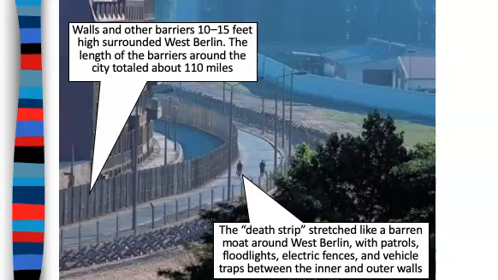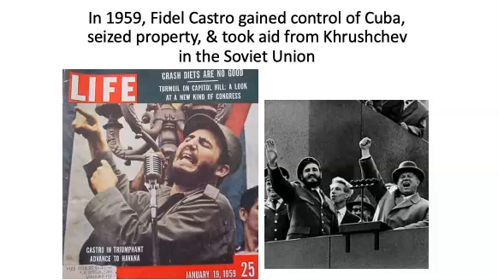Now, not only did JFK have to deal with what was happening in Europe, but his biggest challenge happened just 90 miles to the south of Florida. In 1959, Fidel Castro gained control of Cuba. He seized property, much of it owned by U.S. corporations, and took aid from Khrushchev in the Soviet Union.